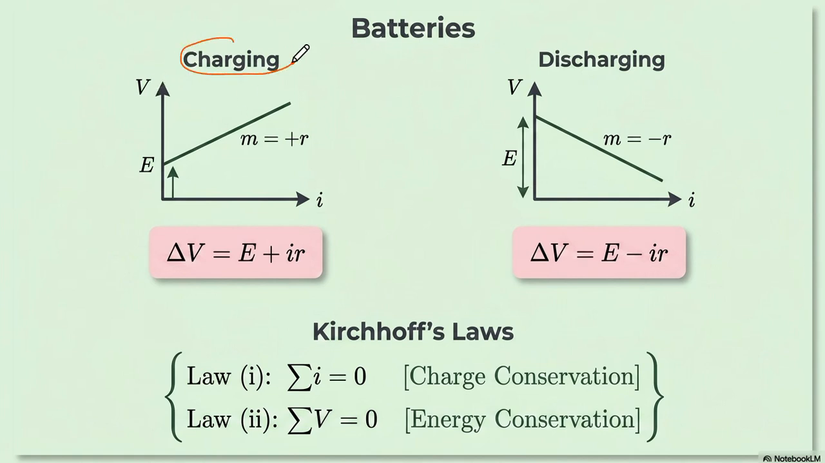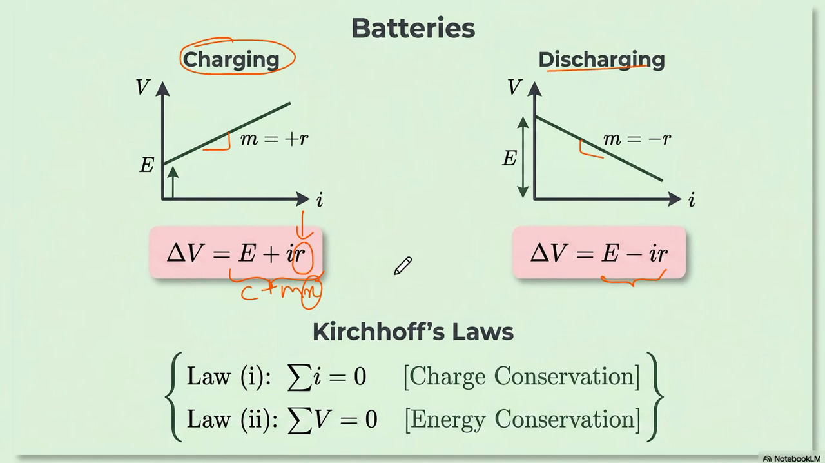So while charging, the graph of the potential versus current will look like this. The formula is E plus Ir. You can see by using the graph that the slope is positive, so this small r is nothing but the slope. If you compare with mx plus c, the slope is positive. But while discharging, the graph will be like this, the slope is negative. So E minus Ir while discharging.